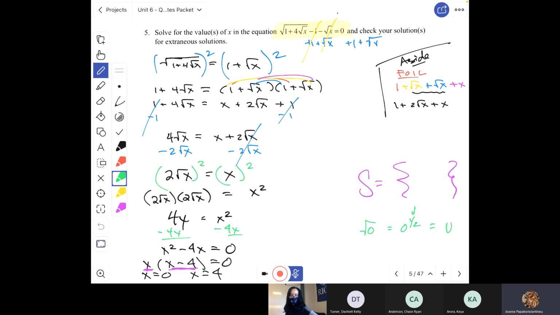Do we need to check it together? Are we okay? No extraneous solutions. They're both valid. So there's my solution set. And again, with the solution set, we do, in fact, write them in numerically ascending order. There we go. That's a beautiful problem.